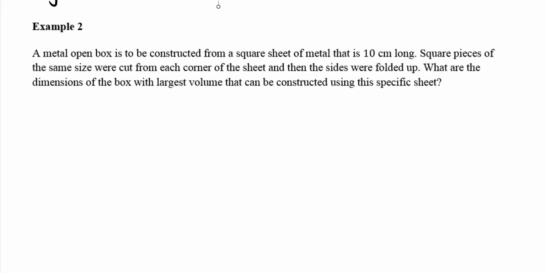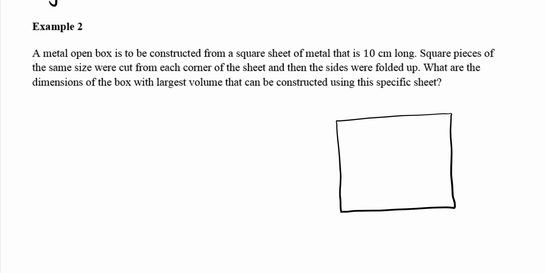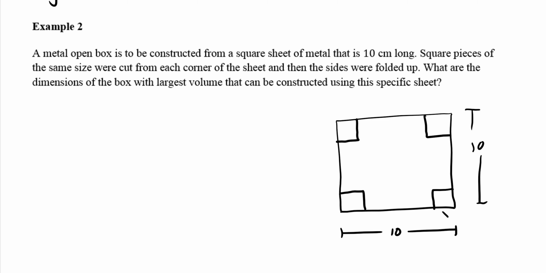It's an open box. It's going to be constructed. So this is the sheet of metal, and they said it's a square piece, 10 centimeters long. Square pieces are cut. So let's say this is one, and they are all the same. Assume each piece is x by x, x by x, x by x. And this would be 10 minus 2x. This would be 10 minus 2x, as you can see, because from 10 you take away 2 pieces.